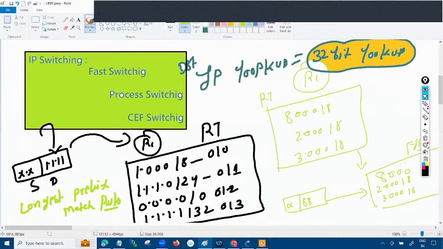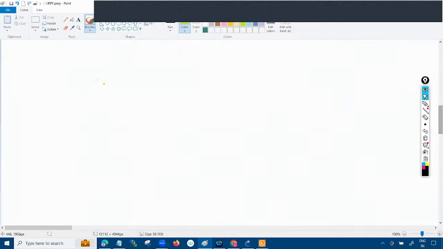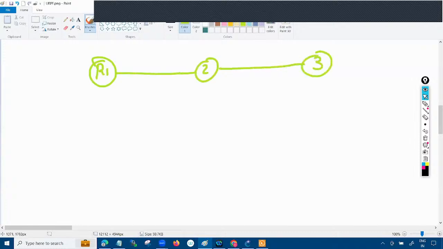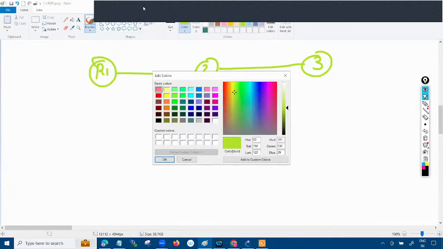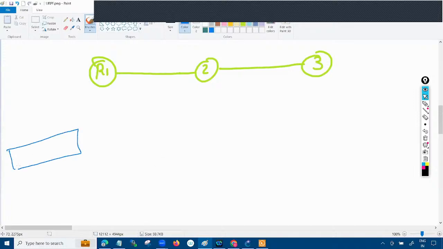That's the 32-bit lookup. What does 32-bit lookup mean? Every time it will do the layer 3 lookup, right? Now, if there is router 1, router 2, and router 3, the same behavior applies. So if you have a source IP address x.x.x.x and the destination will be 1.1.1.1, that's the source info and destination info.